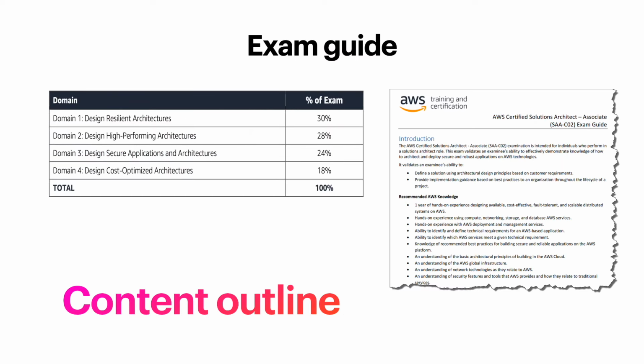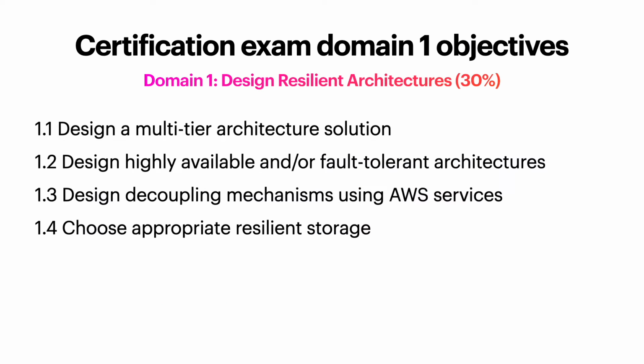The exam guide gives you a list of each objective and the percentage of each domain from the total exam mark. For the first one, it will check your ability to design multi-tier architecture, highly available and/or fault tolerant. Also, design decoupling systems using load balancers and SQS queues, and choosing the correct resilient storage for a system like S3 or Elastic File System or Elastic Block Storage.